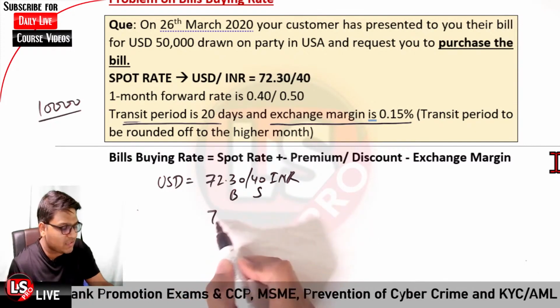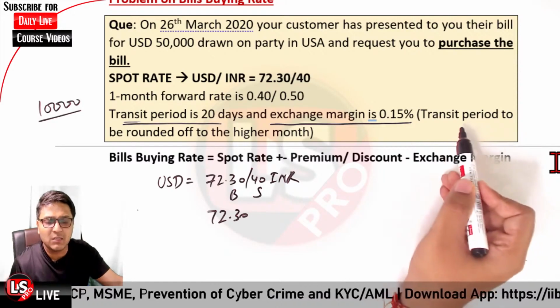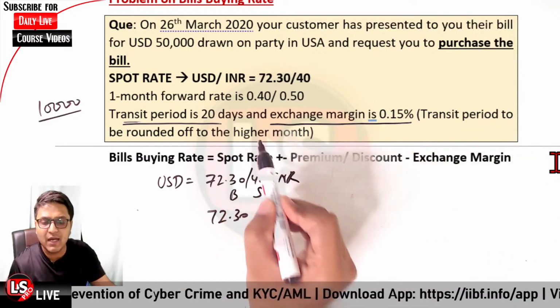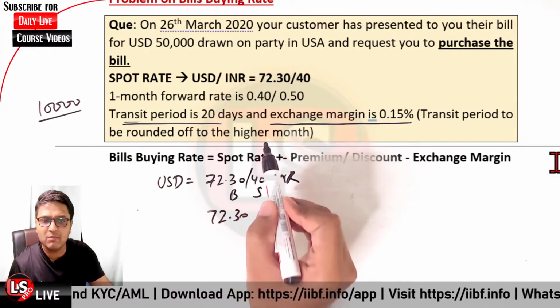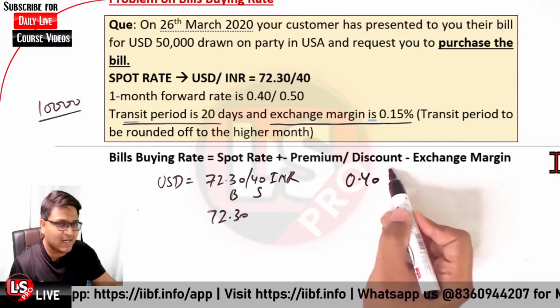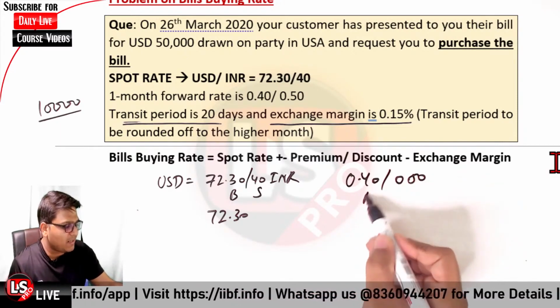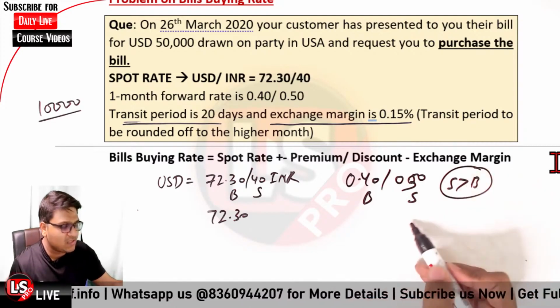So you will be using 72.30, and further they said that the transit period is to be rounded off to the higher month, so we will be taking the 1 month forward rate. The 1 month forward points are given to be 0.40/0.50. These are buying points and these are selling points, and selling is greater than buying, so the currency is available at a premium.